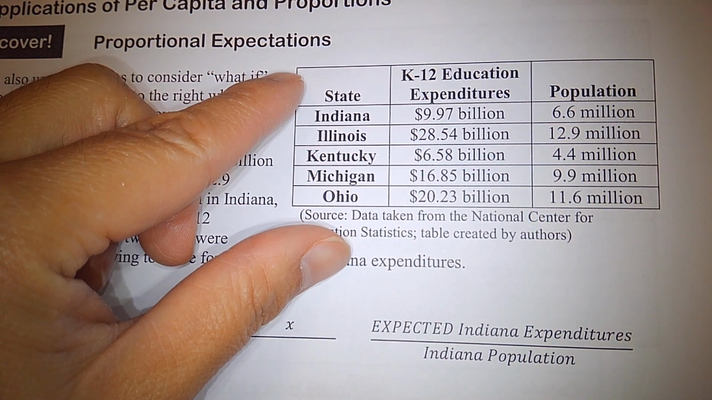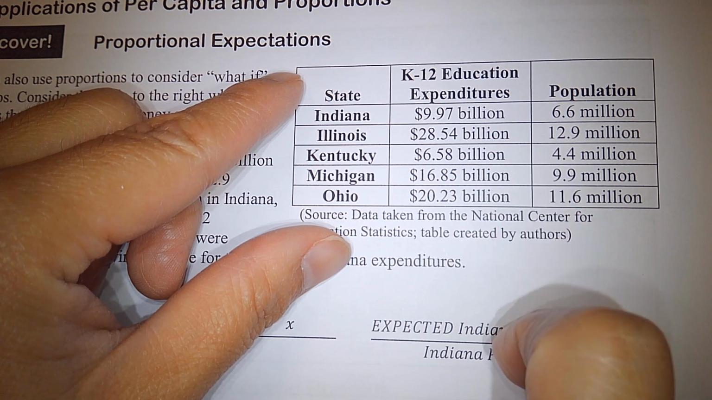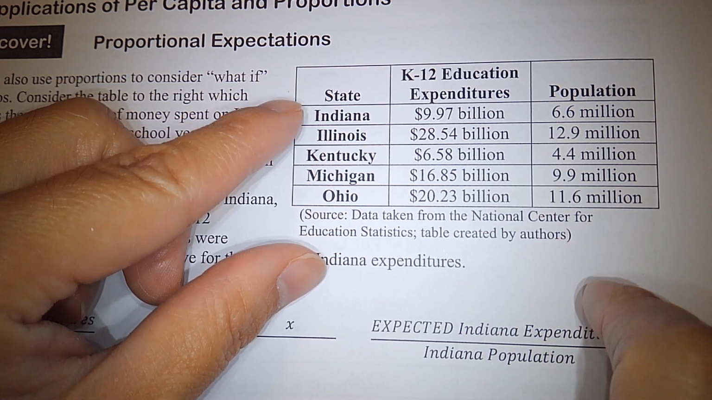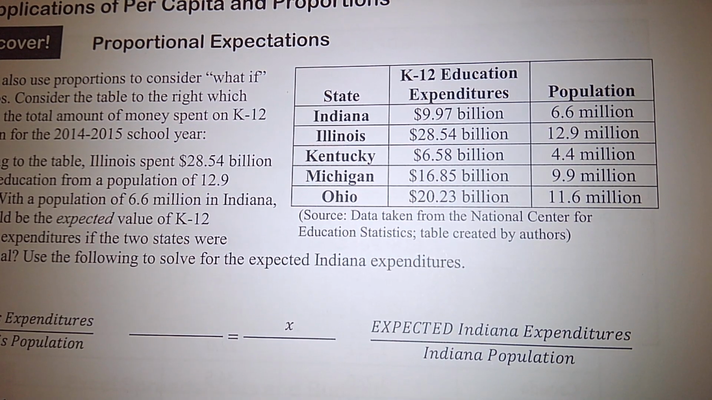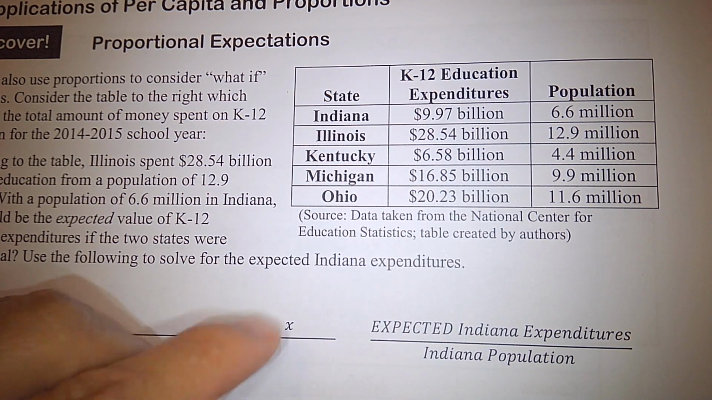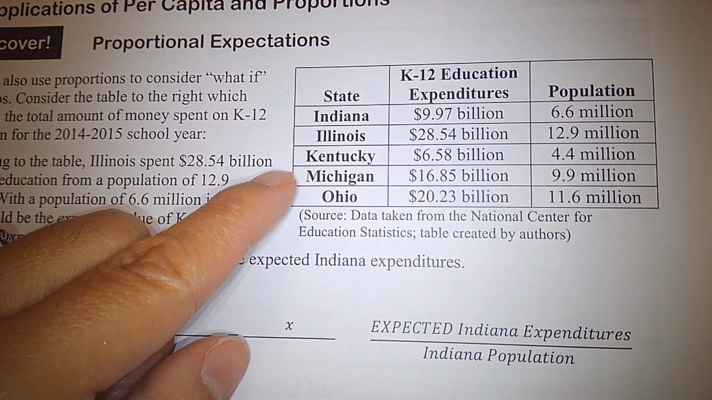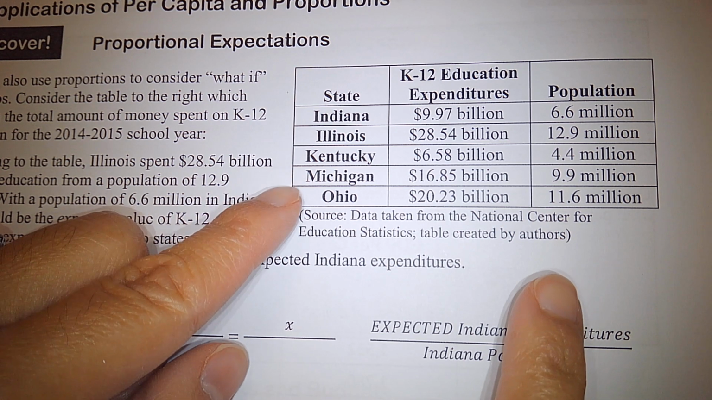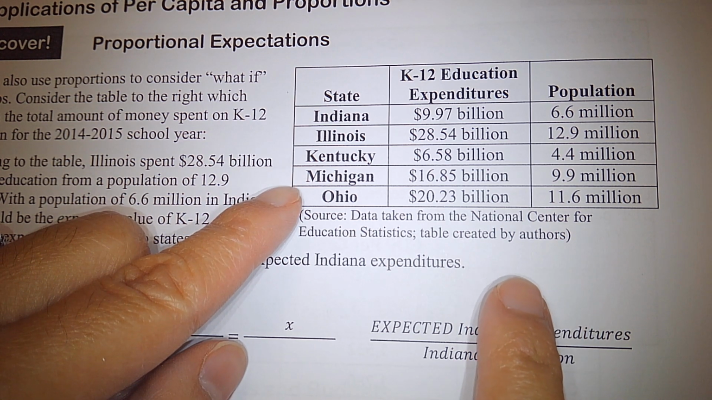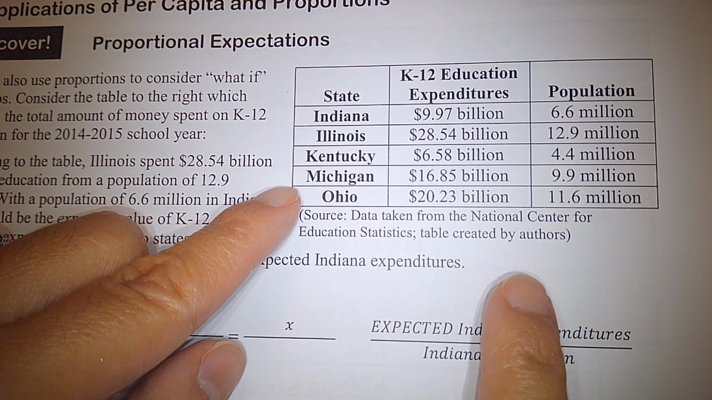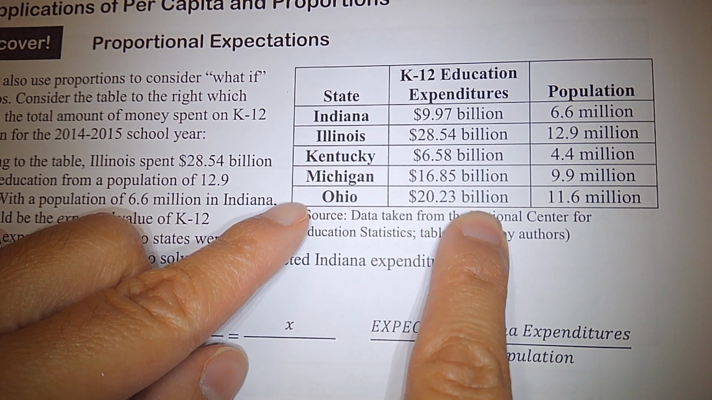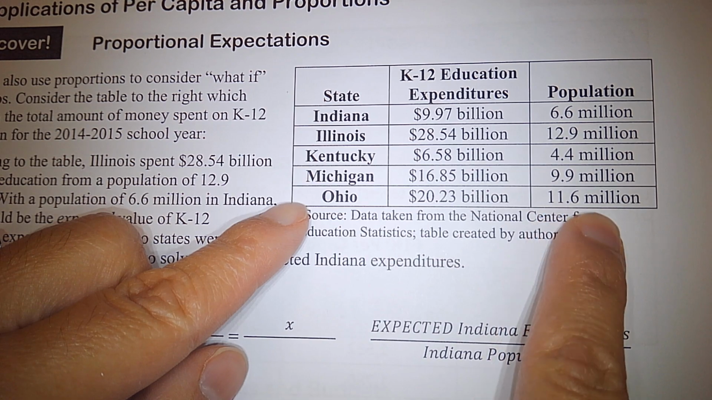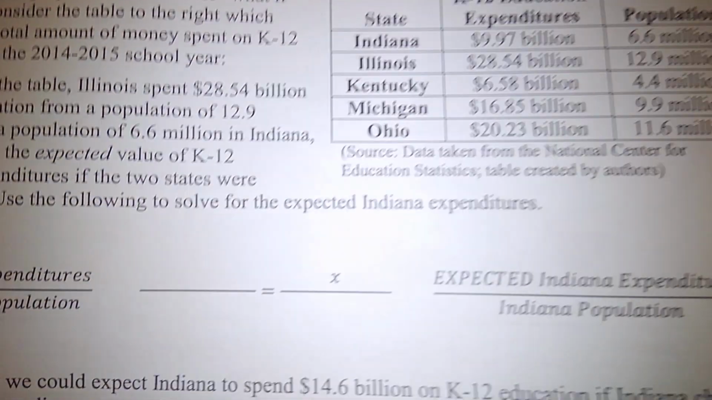Indiana was 9.97 million to the population of 6.6 million. Illinois was 28.54 billion to the population of 12.9 million. Kentucky was 6.58 billion to the population of 4.4 million. Michigan was 16.85 billion to 9.9 million population. Ohio was 20.23 billion to the 11.9 million population.